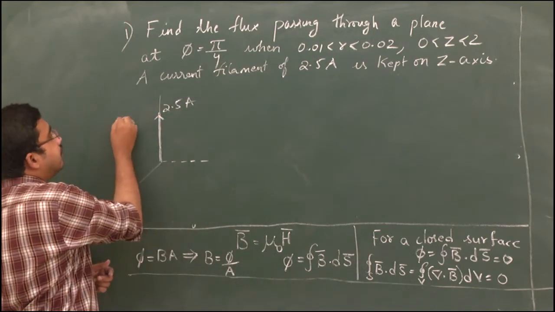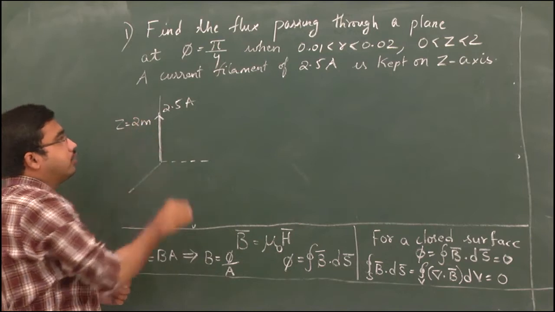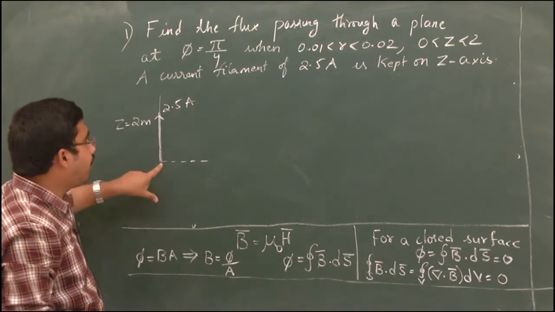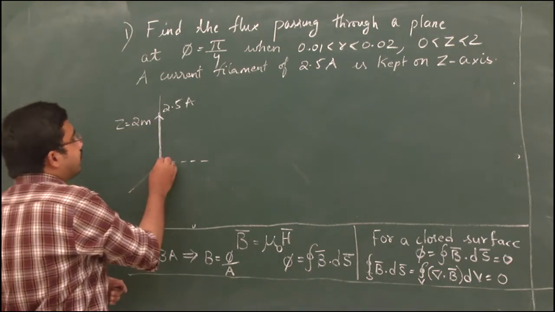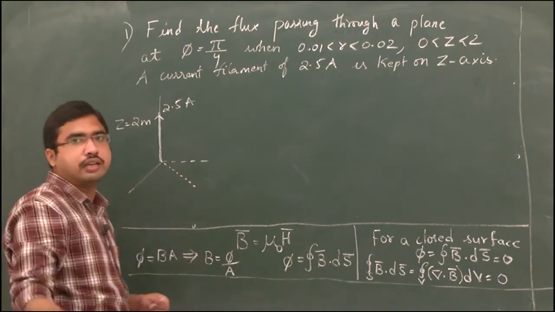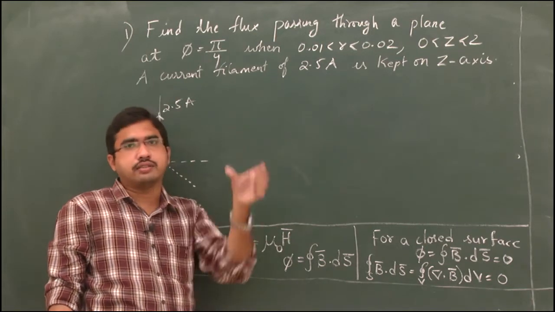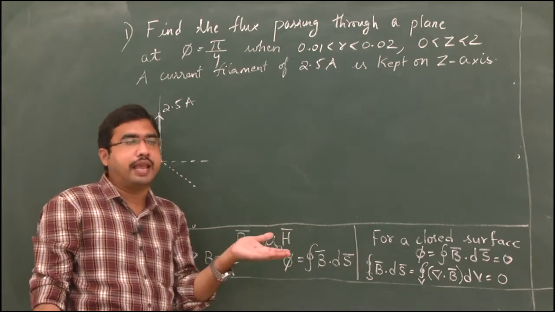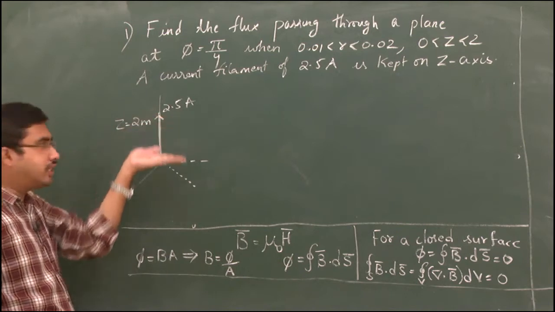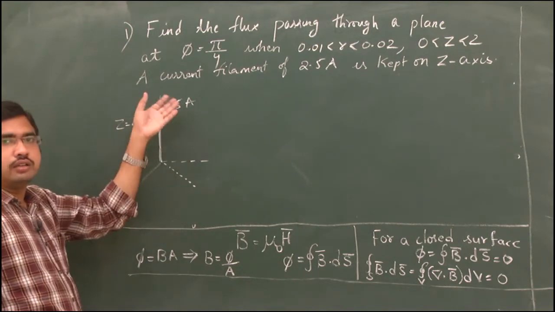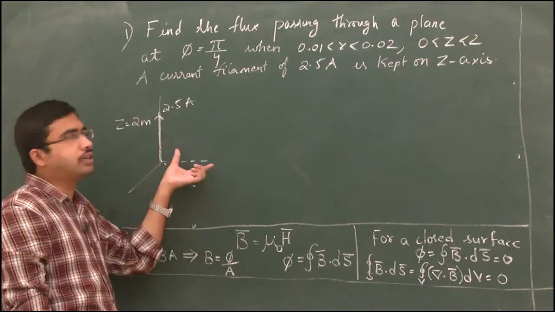And what is the height? z is varying from 0 to 2, so 2 meters. You are considering the current element from origin to 2 meters. Now, you should consider a plane, because in the cylindrical system, any point P is an intersection of a cylinder of radius r, a plane which is making an angle phi with the reference axis, and a plane z which is at a height of z from the origin. Those three surfaces will intersect and give a point P (r, phi, z) in the case of the cylindrical system.